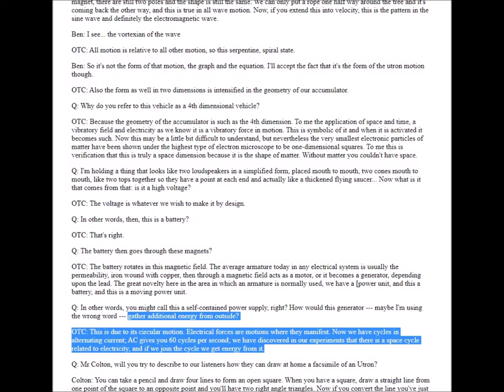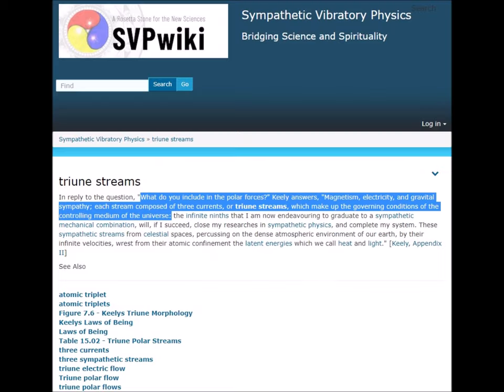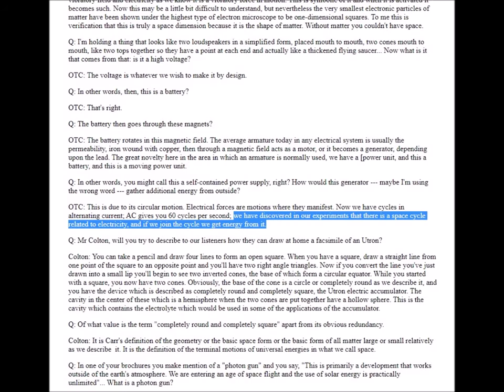Now, this sounds very much like John Worrell Keely's polar currents. We may recall from the video Vibratory Lift Part 2 that Keely described using acoustic resonant vibrations to harness the three polar currents, which were the magnetic, the gravitic, and electrical. Whereas Keely described the latter as the electrical stream, Carr seems to describe it as the electrical space cycle.